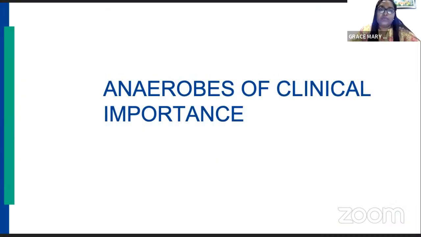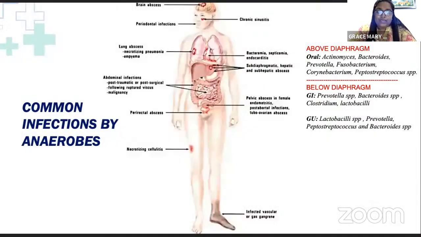Now, going into further detail on the anaerobes of clinical importance, like I mentioned before, the infections caused by these anaerobic organisms can occur from head to toe, and mostly they are associated with abscess formation, and mostly they are polymicrobial.